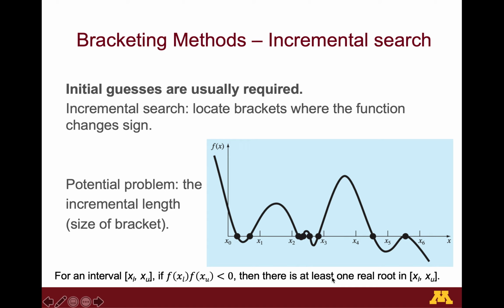However, there are potential problems regarding the size of the bracket. Some problems are shown in this figure, for example, bracket x0 to x1, where f(x0) times f(x1) is positive, and we might miss the two roots in this bracket. An extreme case with many roots is the bracket x2 to x3 in this figure. So if the incremental length or the size of the bracket is too large, we might miss roots within the large brackets.